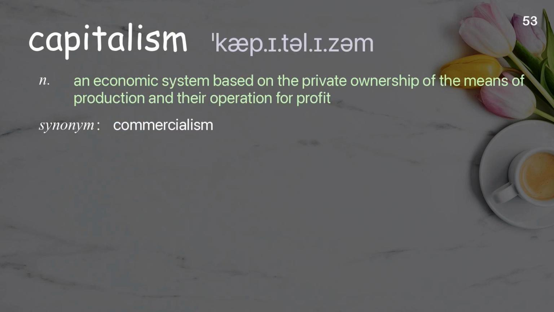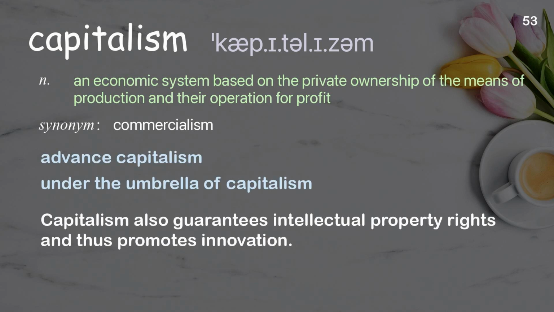Capitalism. An economic system based on the private ownership of the means of production and their operation for profit. Examples: Advance capitalism. Under the umbrella of capitalism. Capitalism also guarantees intellectual property rights and thus promotes innovation.